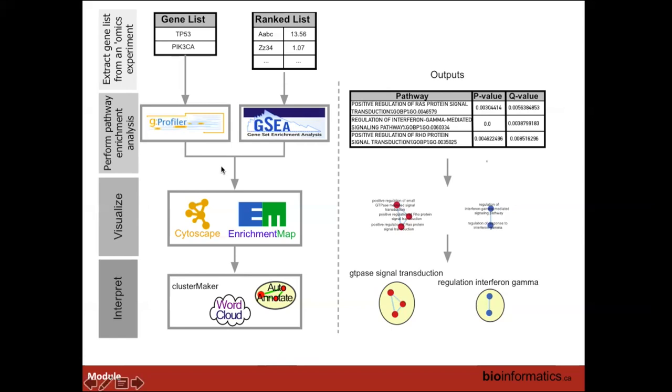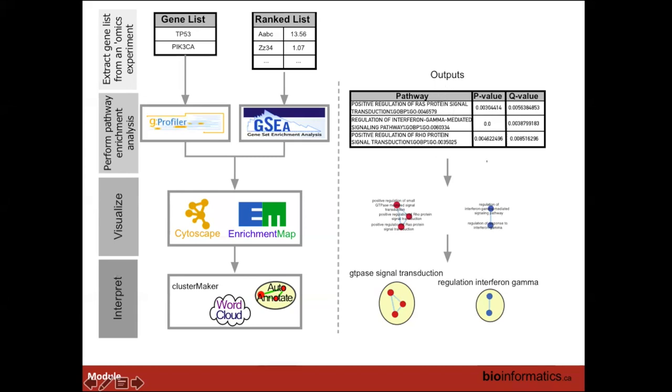We have two different protocols because the statistical test is going to be different depending on whether we use a defined gene list or a ranked gene list. Because of that, we use two different tools to perform pathway enrichment analysis. For a gene list, the tool that we are going to use is g:Profiler, and for a ranked list, the tool is GSEA. But both tools generate a similar output table that contains the list of the pathways that we tested, with a p-value that estimates the probability that this pathway is enriched in our data by chance only.